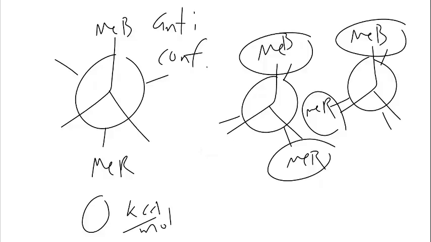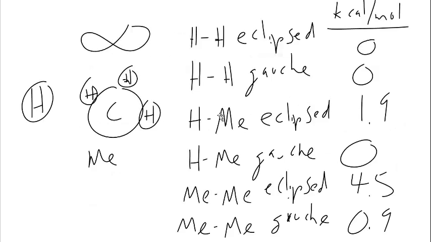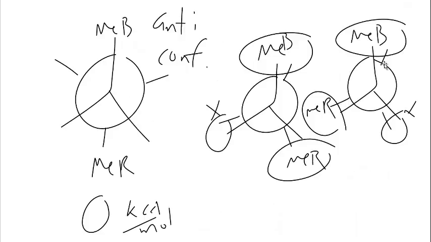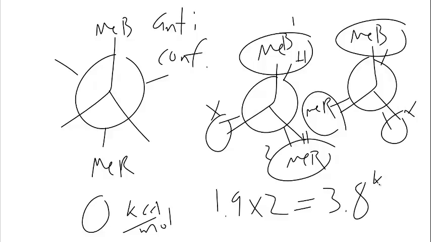If we remember that we actually have HH eclipsed here, but I'm going to put X's on them because our HH eclipsed comes out to be exactly 0 kilocalories per mole. We actually are in a situation where we need to multiply 1.9 by 2 for the two different kinds of methyl red and methyl blue H interactions that are eclipsed. And that gives us our final energy calculation for these two conformations of 3.8 kilocalories per mole.